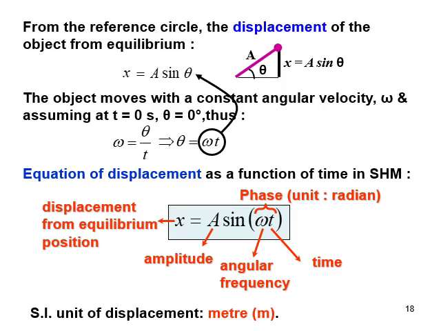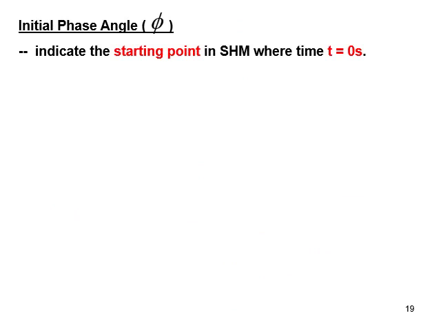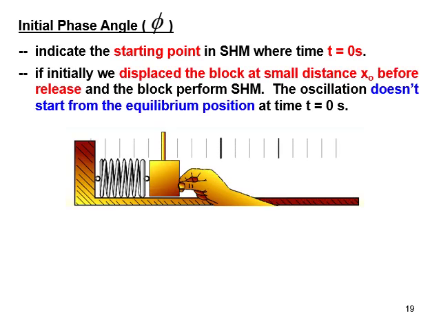The SI unit of displacement is meter. What is the initial phase angle? The initial phase angle indicates the starting point in SHM at time t equal to 0 seconds. For example, if initially we displace the block at a small distance x naught, then the block is released, the block will perform simple harmonic motion.